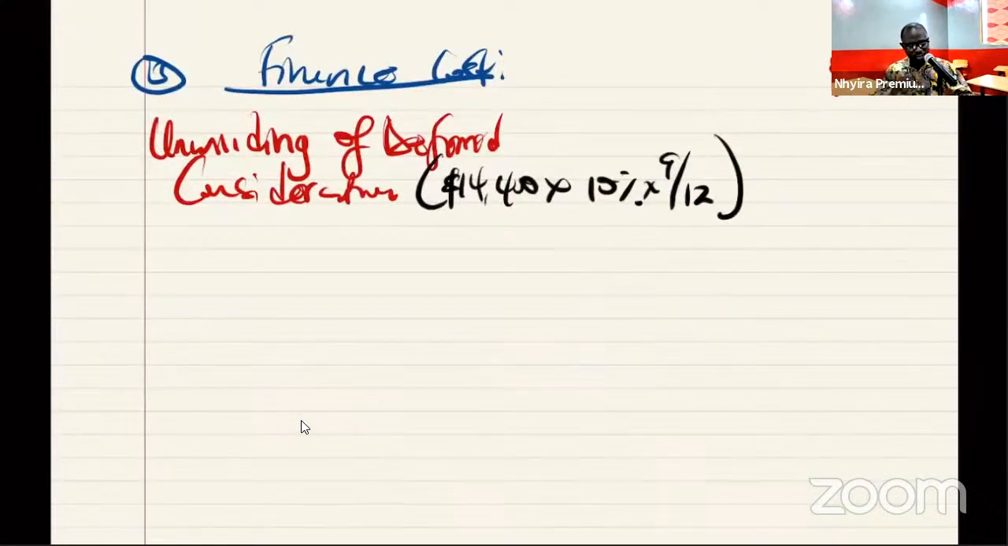So we punch that out, and let's see the answer. That should be 1,500. You can confirm that for me. Let's see. 14,400 by 0.1, times 9 divided by 12. I'm getting 1,080 rather. Confirm that for me. I think so, 1,080 in that case. So that is the unwinding. Now, this will go to the statement of profit or loss under finance cost, and we'll come there.